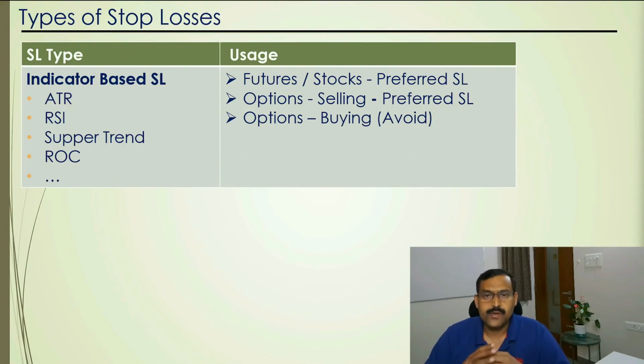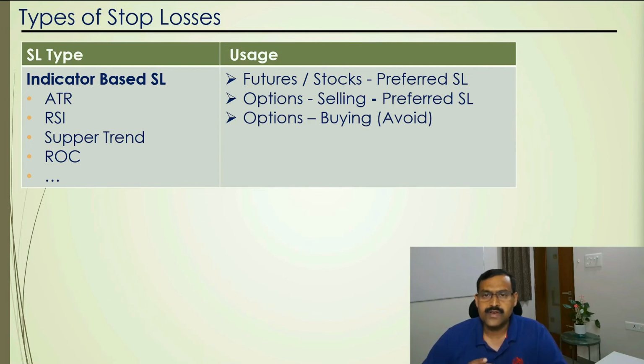The next type of stop loss is the indicator based stop loss. As you know, there are n number of indicators. The most popular ones are RSI, Super Trend, ROC, and we also have the ATR. Most of these indicators do give you a buy and sell signal.